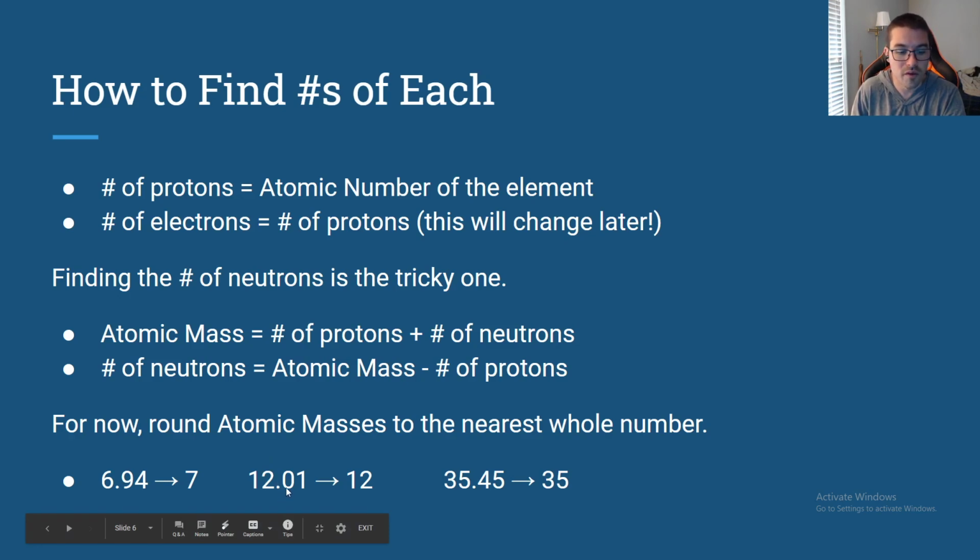Okay, so 12.01 would just round to 12. And then this is kind of one of those that's in between here, 35.4. Okay, so that number there, 4, is smaller, so it causes this number to just stay at 35. If it was 35.5, then this would round up to 36. Okay, you guys are more than welcome to ask me some questions about rounding. It can be a little tricky depending on what the number looks like.